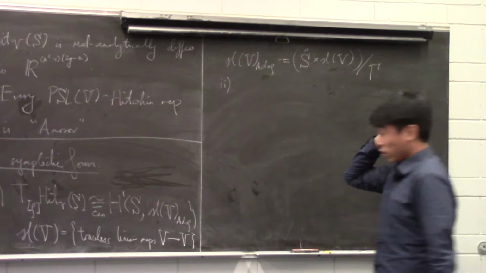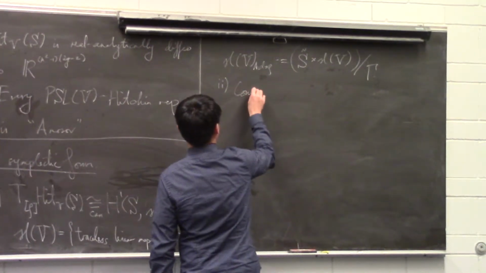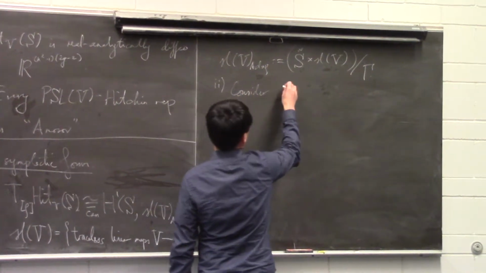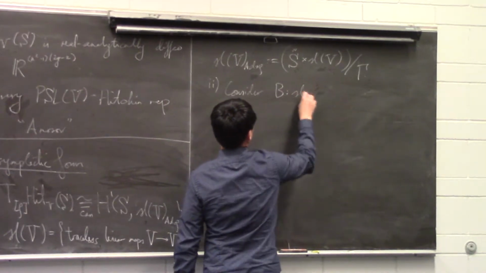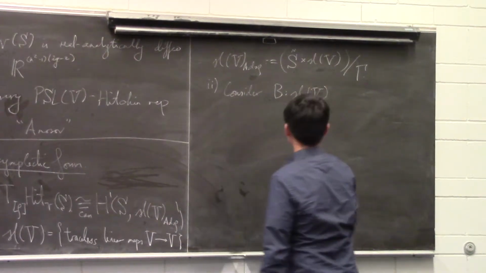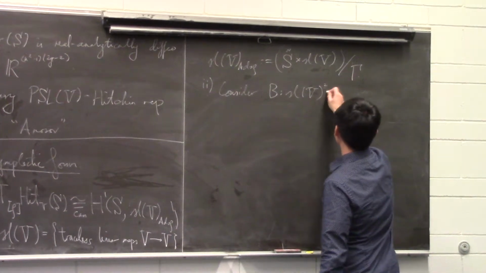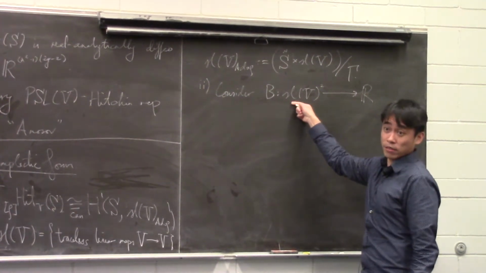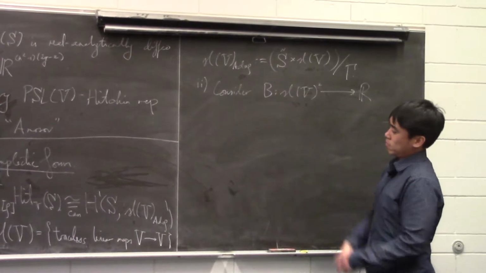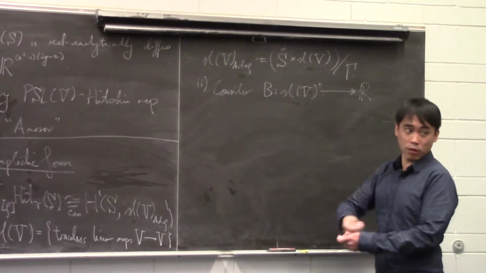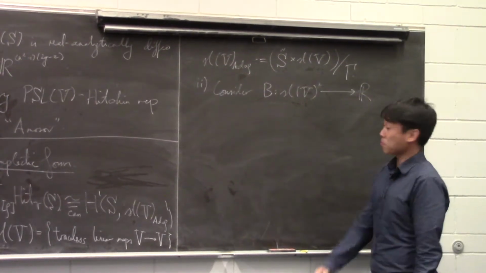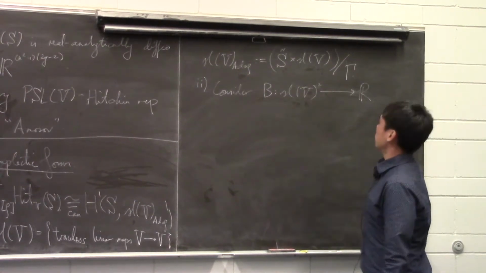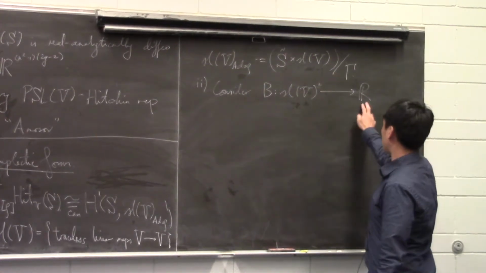The second observation is the following. First, you consider this bilinear pairing B on the Lie algebra of SLV. This is naturally a vector space, right? You can add traceless endomorphisms to get another one, and you can scale them by real numbers to get another one. So I take two elements in the vector space and give you a real number.